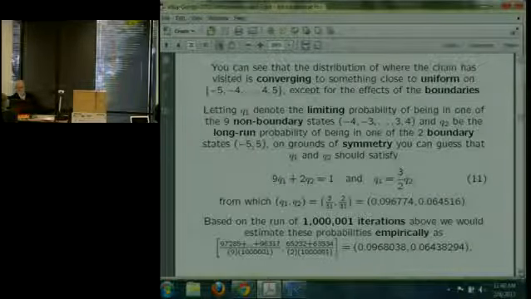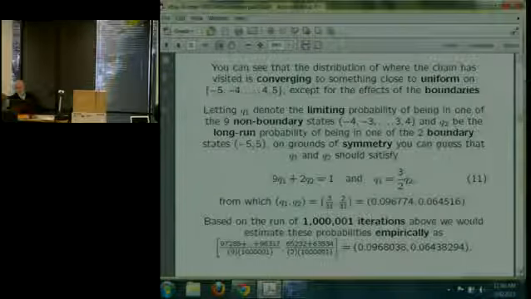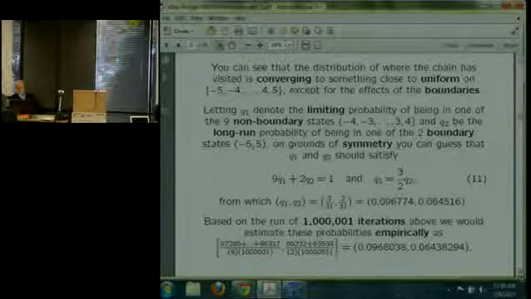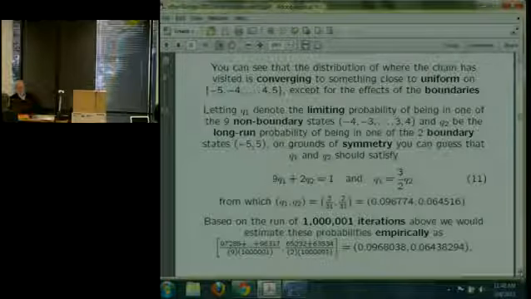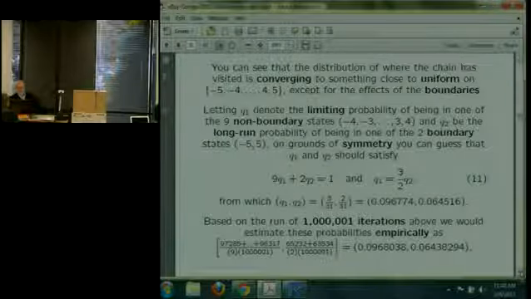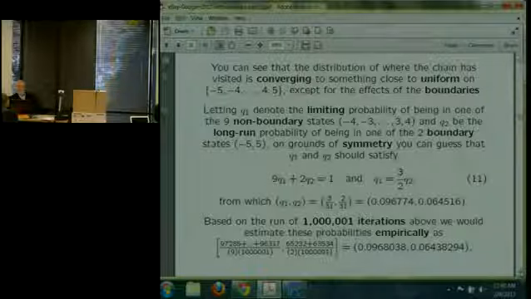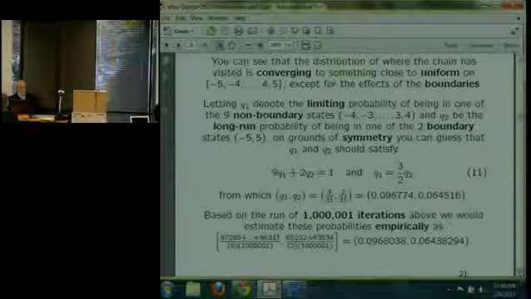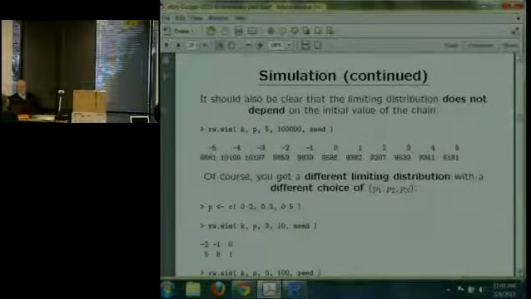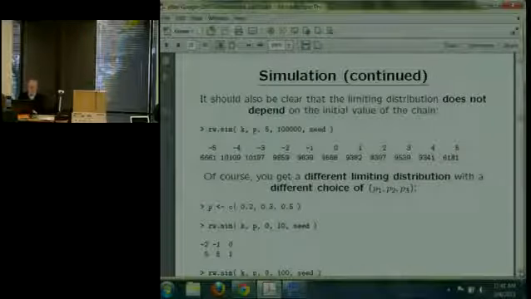And so now I can take all the numbers I just showed you, and based on that run of a million plus 1 iterations, I could estimate those probabilities empirically as about 0.0968 and about 0.0644. And the right answers are 0.0968 and 0.0645, so pretty good. The limiting distribution does not depend on the initial value of the chain. Let's try that. Let's play that game.